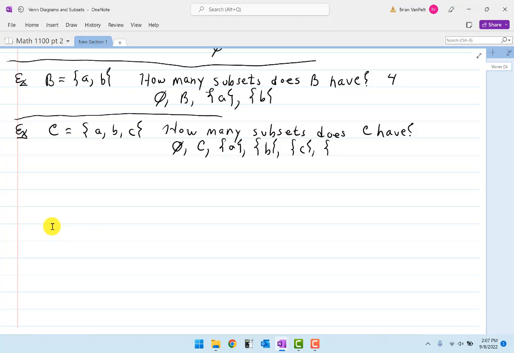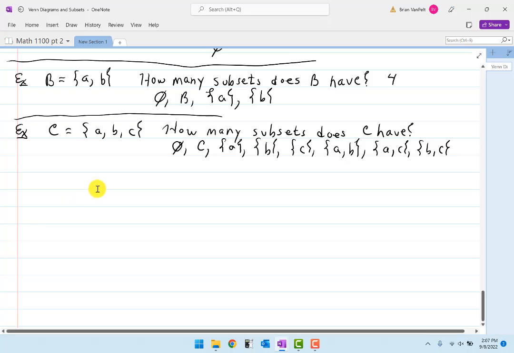So here's another subset, A comma B. And then I have A comma C. But then I'm going to have B comma C. So if I count up all of these subsets, remember I don't have any subsets that have 3 of them to count because I've already counted them when I did C. So let's count. 1, 2, 3, 4, 5, 6, 7, 8.